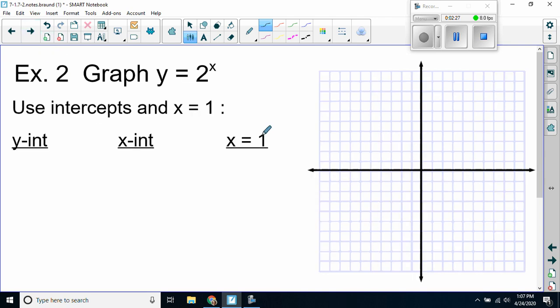Now, you don't want to make a table of values every time because it's kind of time consuming, right? So we're going to use our key features of our graph here, which is the intercepts, and then just an extra point to tell us whether it's going to go up or down. And we can always use 1 because that's the easiest, right? So first of all, let's graph our intercepts here. So if I want to graph my y-intercept, that means I make x equal to 0. So that's just going to be y equals 2 to the 0, which is always 1.